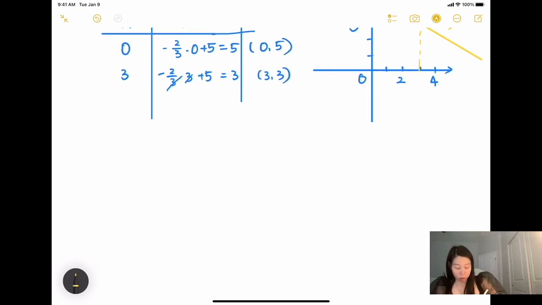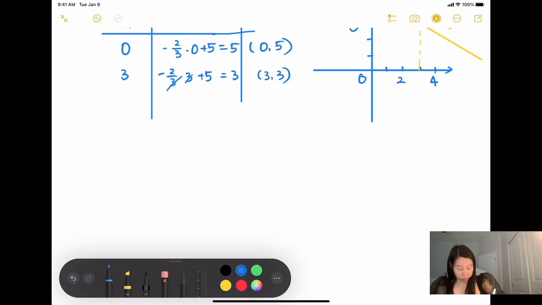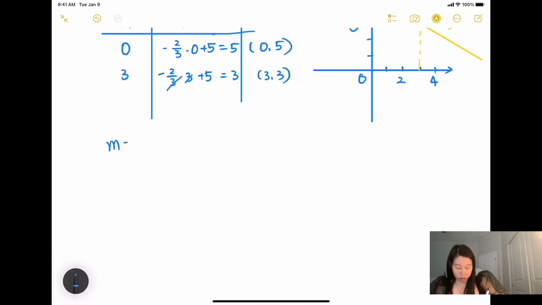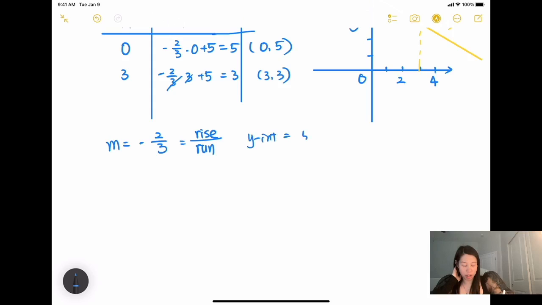The second way to do it is to use the slope and the intercept. We know that the slope is -2/3. So how do you interpret the slope? The slope is rise over run, right? And we know that the y-intercept is 5.